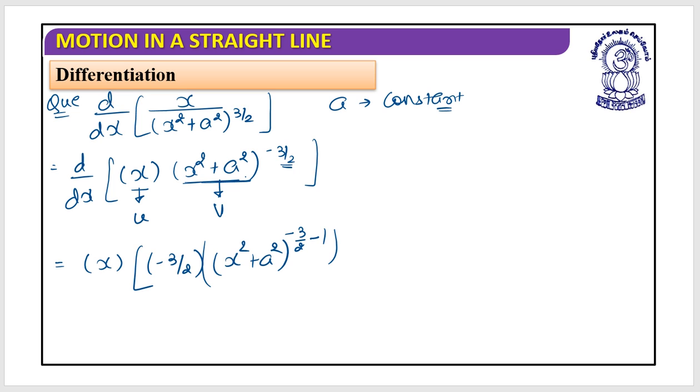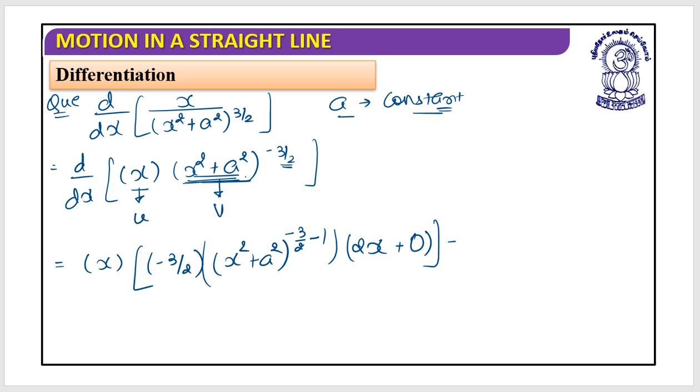Am I clear up to this? One more thing, I have assumed this incorrectly. This is x square plus a square, so what should I do? I need to differentiate this x square plus a square also. When I differentiate this, d by dx of x square is 2x, and d by dx of a square, as a is a constant, a square would be a constant, and differentiation of any constant would be 0. So this is half of the battle, u into dv by dx.